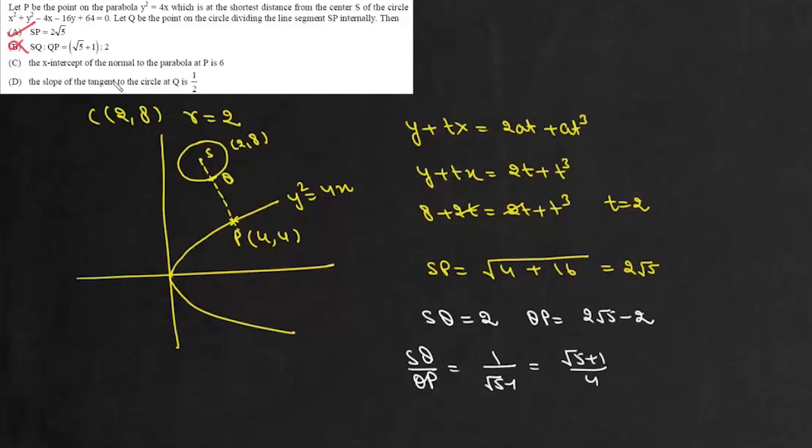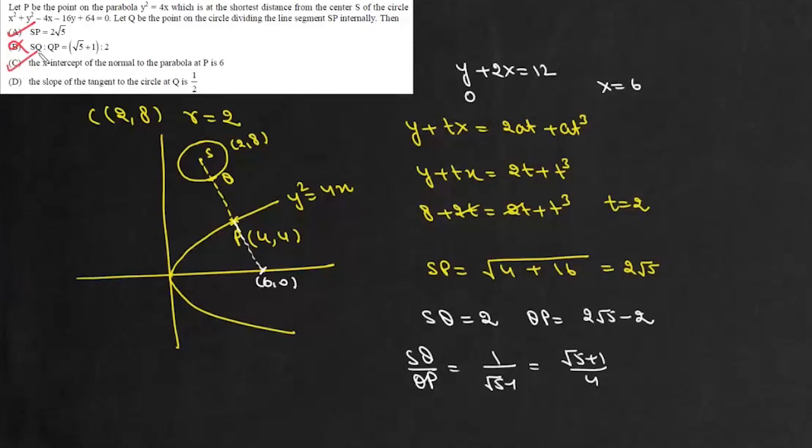Now C says the x-intercept of the normal to the parabola at P is 6. Now we know that t is 2. So the equation of the normal will be y plus 2x equals 4 plus 8, which is 12. And for the x-axis intercept, we'll put y as 0. We'll get x as 6. So it will intersect the x-axis at (6, 0). That means this option C is also correct.